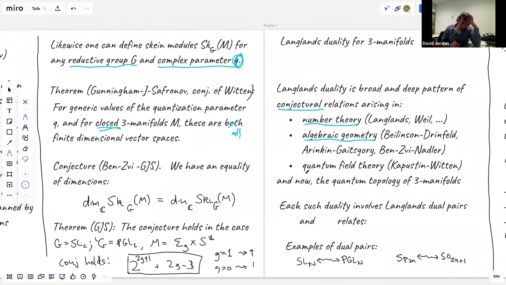And then it found yet a third life in quantum field theory, thanks to the work of Kapustin and Witten. And as we've seen, we now have an appearance of that in the quantum topology of three manifolds. And of course, that appearance is very much tied up in the other three.